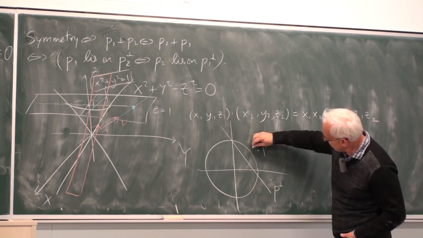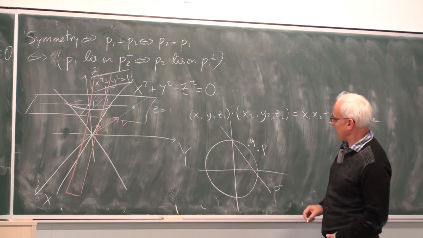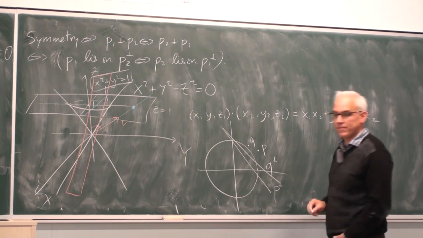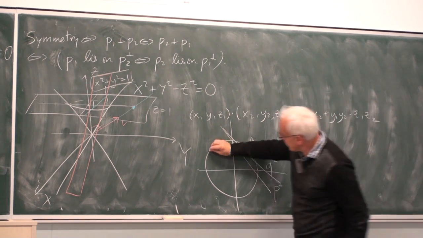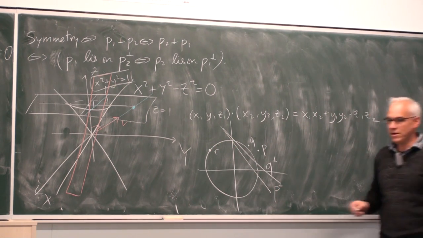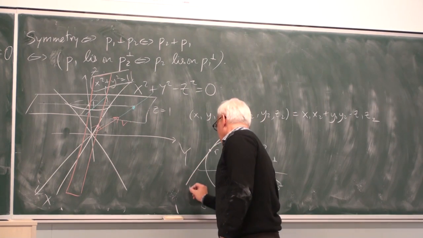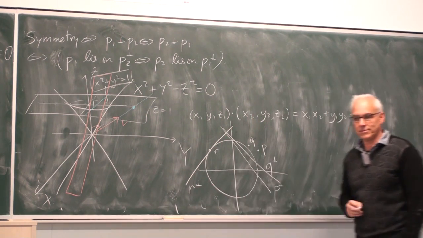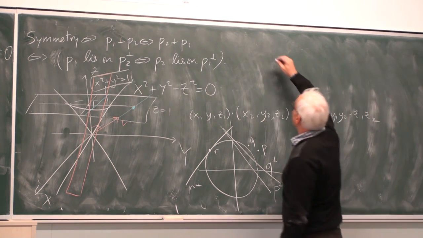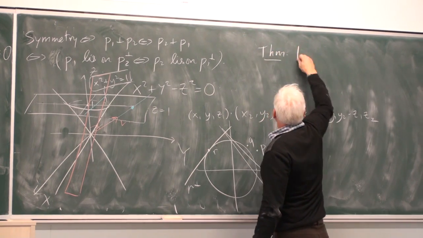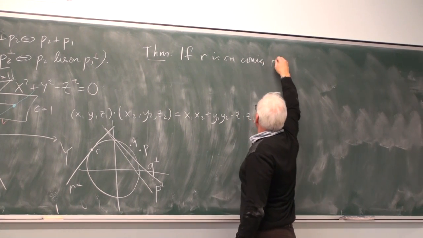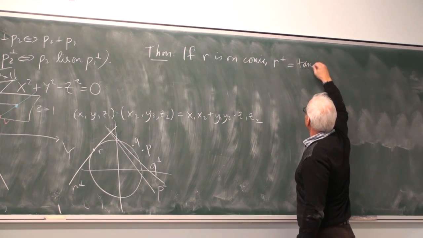If P gets closer, let's say to a point Q like that, then the polar line gets a little bit closer to it. And in the limiting case, when we have a point that's actually on the conic, then the polar line is the tangent. So, theorem: if R is on the conic, the polar line is equal to the tangent.